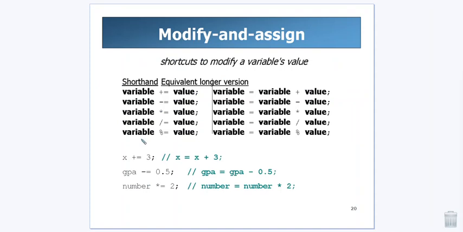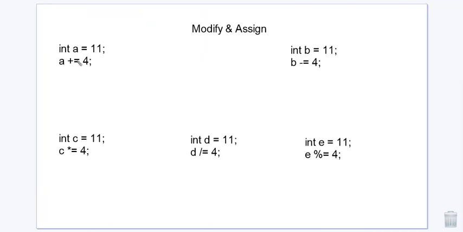Now we also have other shorthand ways to modify a variable's value. If I wanted to add a value other than 1, or I could still do this with 1, but if I wanted to add any value to my variable and assign it back, or subtract or divide or multiply or find the remainder, I can do these shorthand ways of doing it. So what's happening here is A starts out as 11. This is saying A gets A plus 4. So basically you add 4 and you assign it back to A.